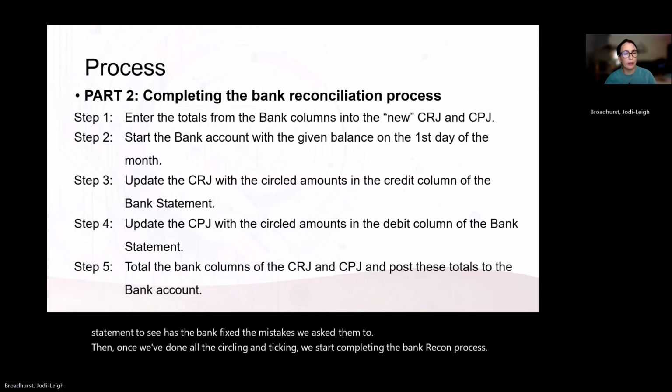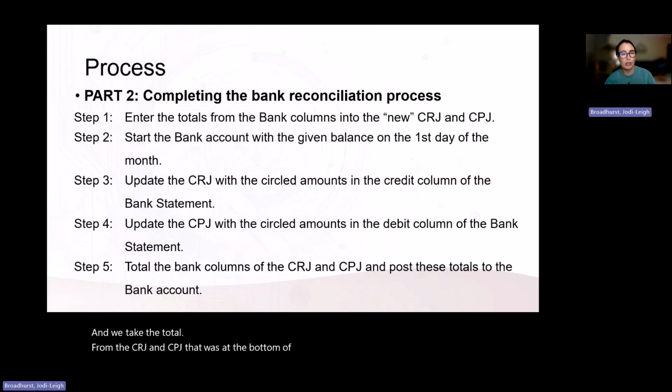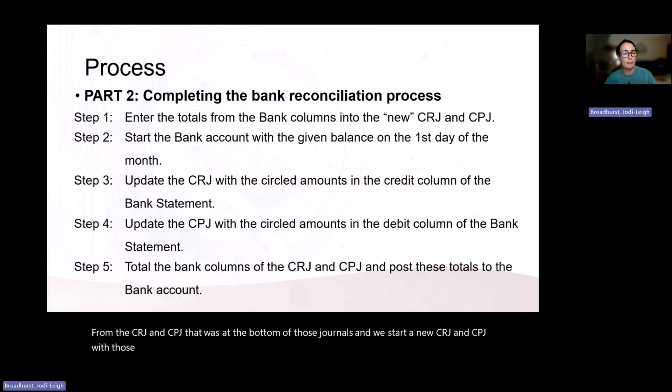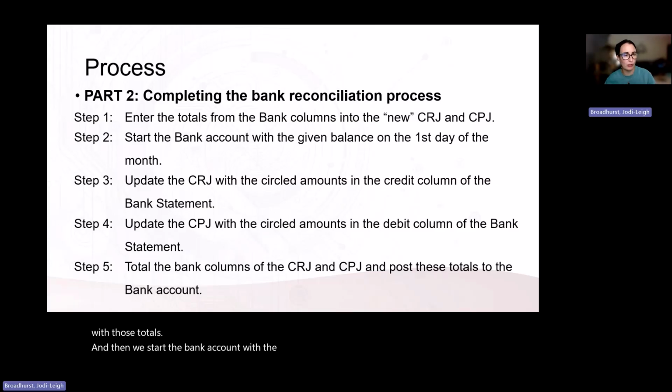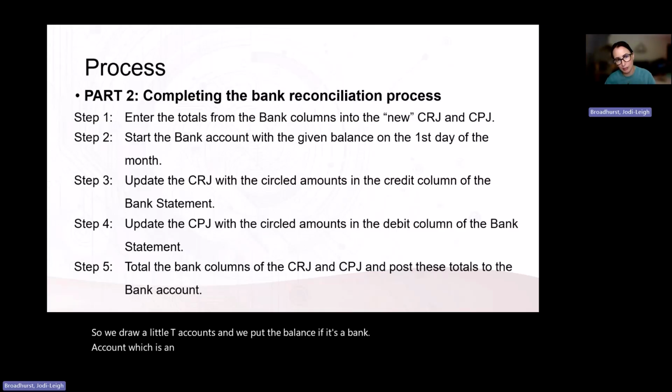So we take the total from the CRJ and CPJ that was at the bottom of those journals, and we start a new CRJ and CPJ with those totals. And then we start the bank account with a given balance on the first day of the month. So we draw little T accounts and we put the balance. If it's a bank account, which is an asset, the balance would be on the debit side, whereas if it was bank overdraft, the balance would be on the credit side.